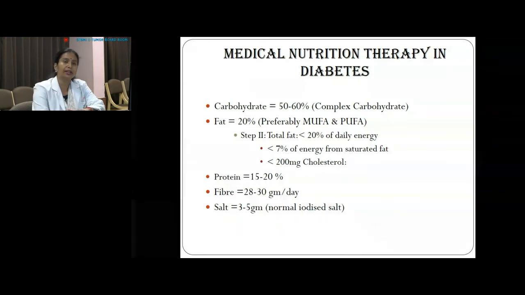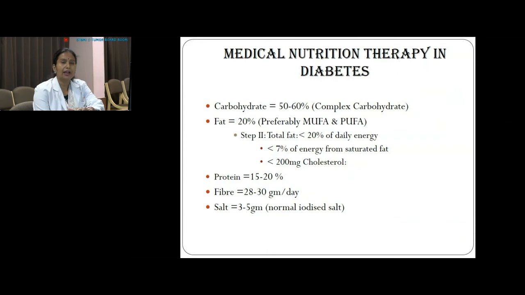For protein, if the patient has only diabetes, 15 to 20%. If the patient has any kidney disease or renal impairment, then the protein requirement will definitely change. It is 0.6 to 0.8 gram. And if the patient is on dialysis, it may be 1.2 to 1.5 gram per kg of ideal body weight.